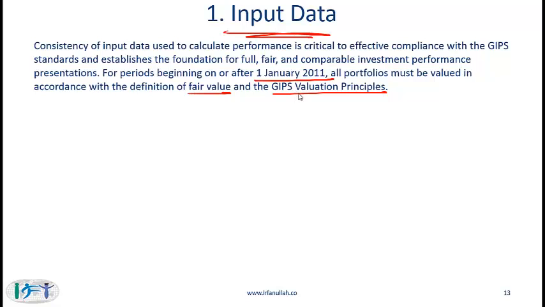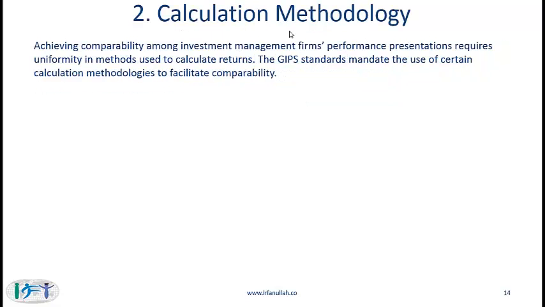Otherwise, obviously, the performance numbers which are reported will be meaningless. Calculation methodology. Achieving comparability among investment management firms' performance presentations requires uniformity in methods used to calculate returns. The GIPS standards mandate the use of certain calculation methodologies to facilitate comparability. You don't really need to know this currently or at level 1, but just as a heads up, the method that needs to be used for a regular investment management firm is the time-weighted rate of return.